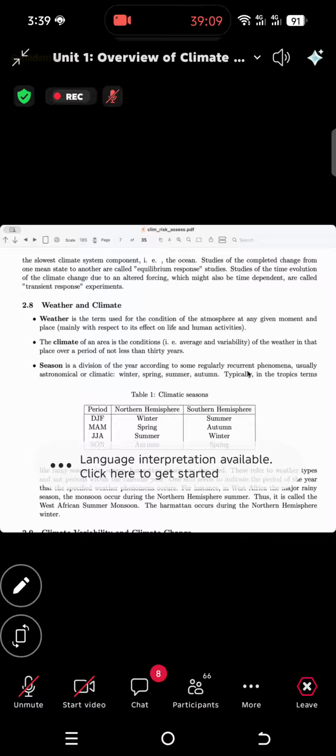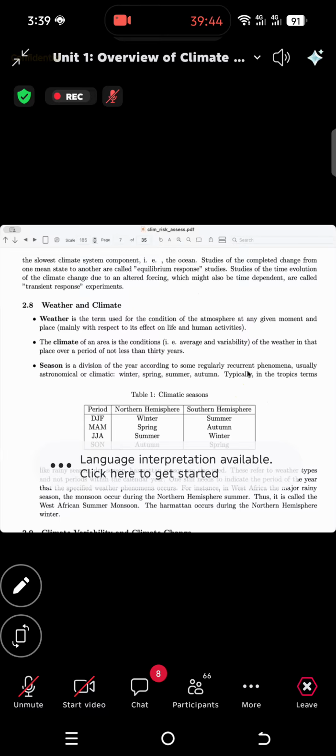Now, the winter occurs within some calendar months, December, January, February. Then the spring occurs within March, April, May. Then summer comes, I'm talking of Northern Hemisphere, June, July, August. And then autumn comes September, October, November. This is the Northern Hemisphere one. But it is opposite in the Southern Hemisphere. You must be clear in your mind about this one.